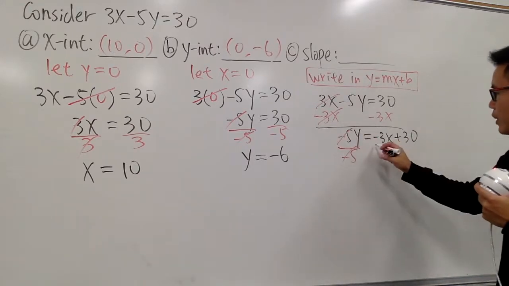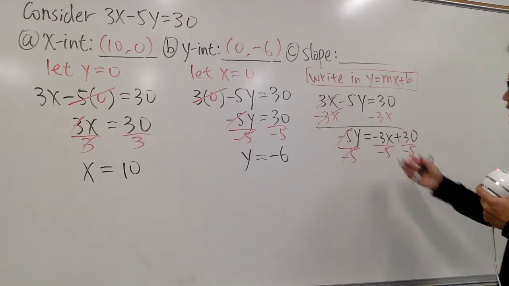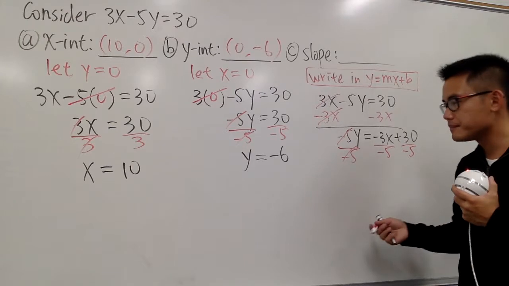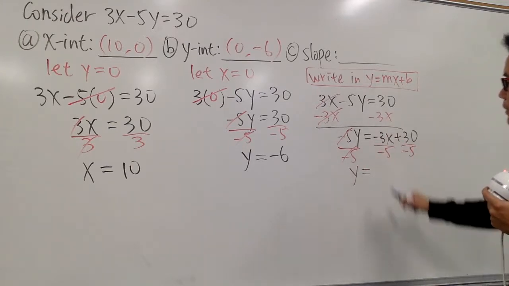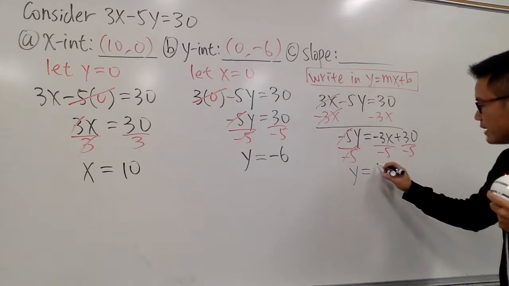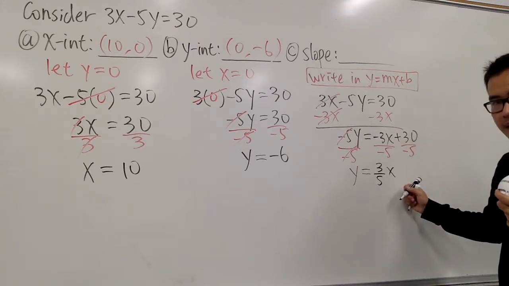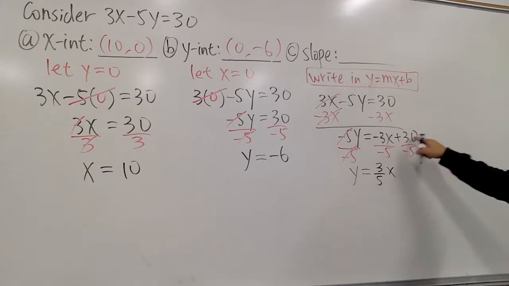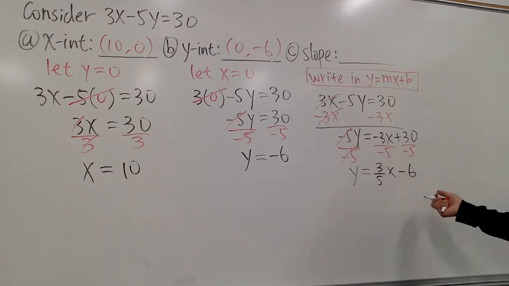And be sure we do so on this right here as well. And likewise for this. Right? Divide everything by negative 5. And we will have y by itself. This is equal to negative 3 over negative 5. It's going to give us positive 3 over 5. And put the x on the side. At the end, 30 divided by negative 5 will give us minus 6, like that.